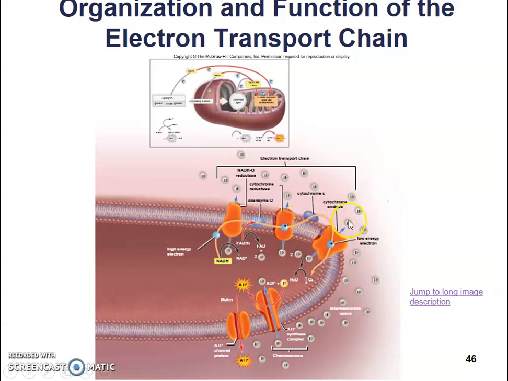This is the one that pumps the hydrogens out. Okay, pumps those hydrogens out into the intermembrane space, and the ATP synthase allows the hydrogens to flow back through, and as they flow back through, it makes adenosine triphosphate.